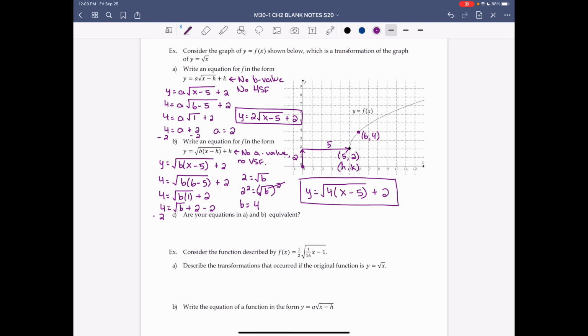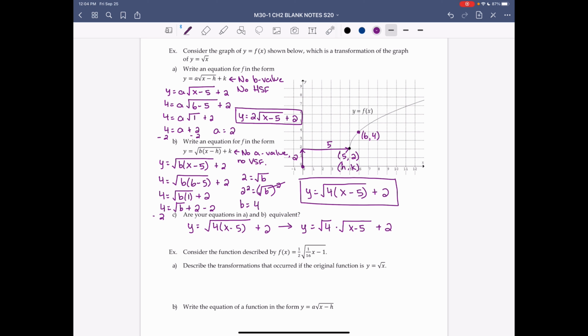Part C. Are your equations in A and B equivalent? Let's take a look at the equation we just were working with. y equals square root of 4x minus 5 plus 2. We can split up our radicand into 2 separate radicals. So we can write this as y equals the square root of 4 times the square root of x minus 5. And then we have our plus 2.